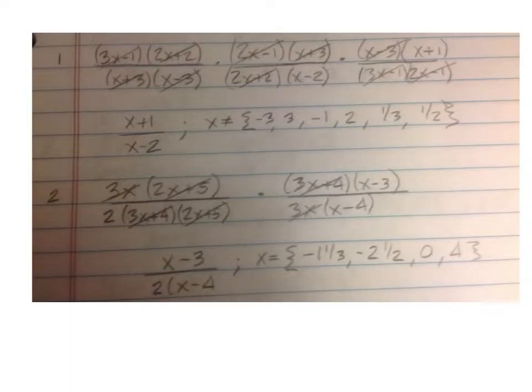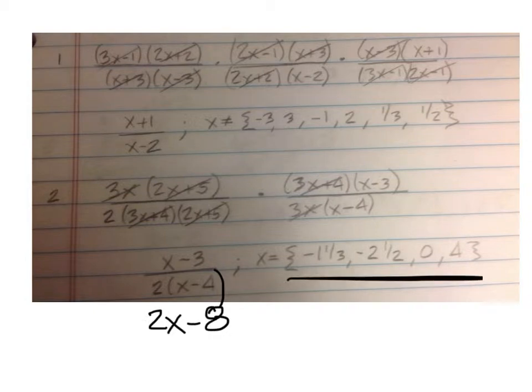Homework solutions. Number 1. This one is x plus 1 over x minus 2. If you get the simplified version right here, then you get 1 point. If you get all of the values of x that it cannot equal over here, then you get another point. And for number 2, x minus 3 over 2 times the quantity x minus 4, or you could have 2x minus 8. And the values are negative 1 1/3, negative 2 1/2, 0, and 4.